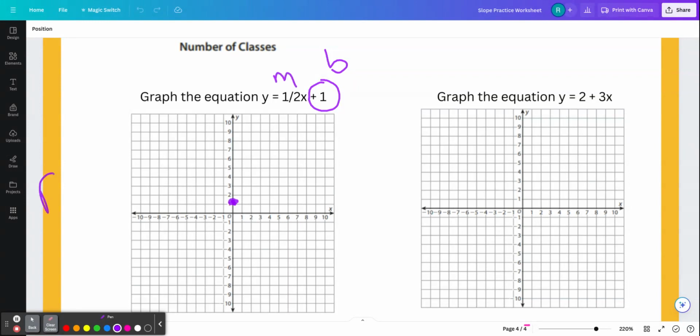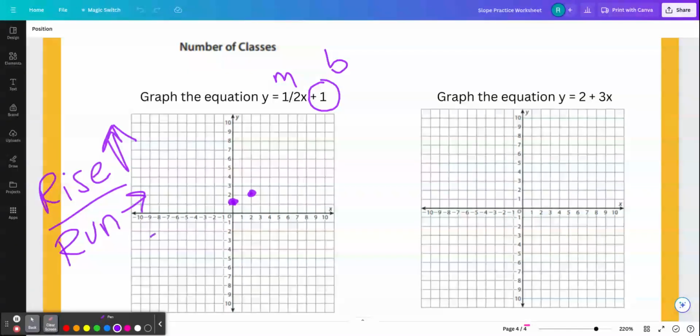So your rise over your run. Remember, rise is up unless it's negative. Run is right. So I'd go up 1 over 2 to here and make my line. Oh, that was a terrible line. Sorry, guys, but hopefully you get the idea.